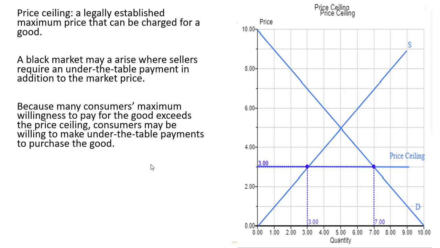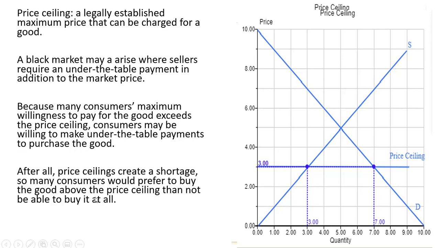Because many consumers' maximum willingness to pay for the good exceeds the price ceiling, which is $3, consumers may be willing to make under-the-table payments to purchase the good. After all, with price ceilings, there's a shortage. In this case, we said the shortage was 4 units, 7 minus 3. So many consumers would prefer to buy the good above the price ceiling than not being able to buy it at all.